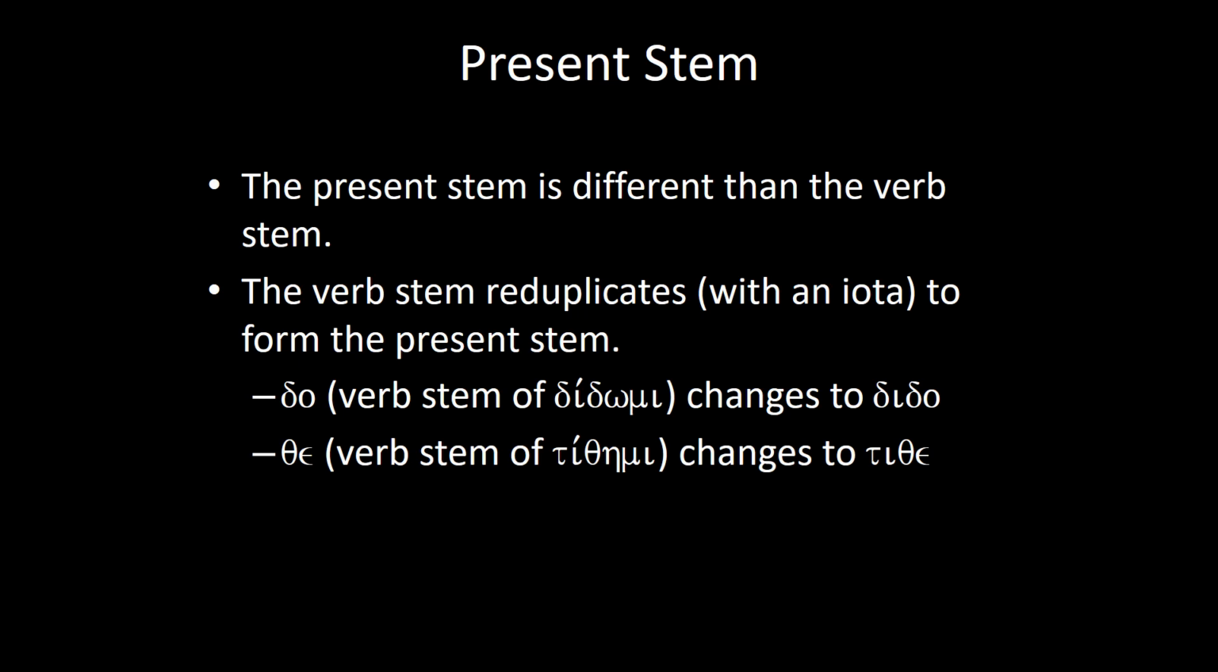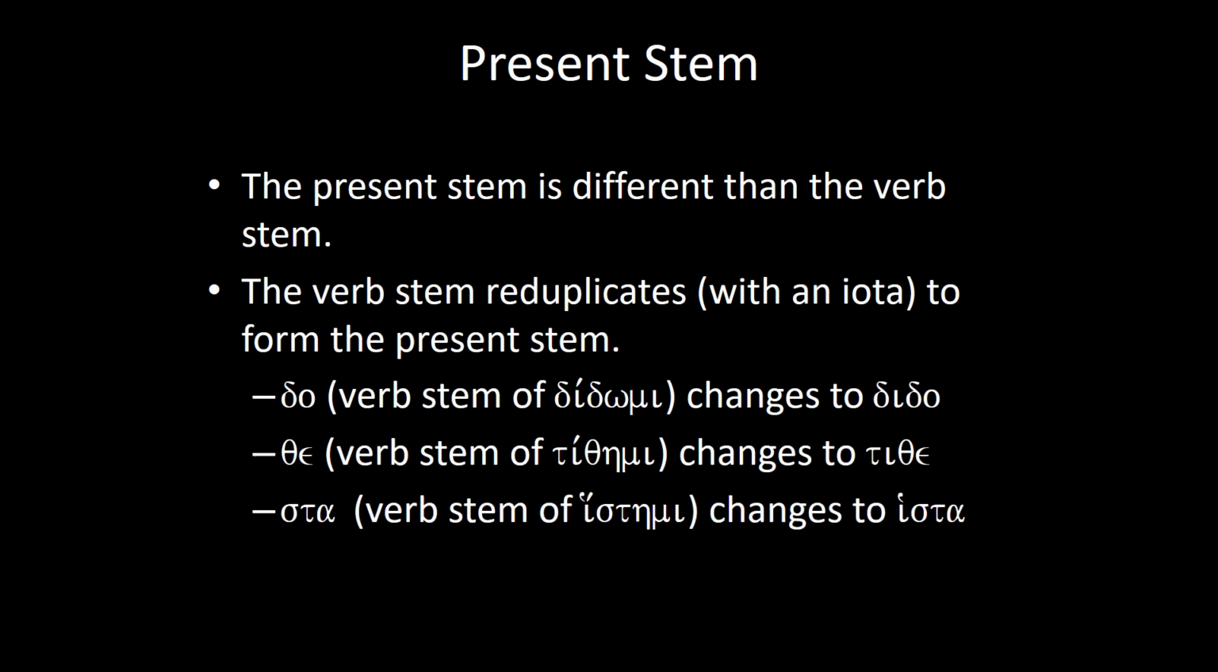The verb tithemi, its verb stem is the, its present stem is tithe. It reduplicates using an iota, and as you've seen before with reduplication, rather than using the th in that theta, it will just use the t in that theta, the tau. So the verb stem of tithemi is the. The present stem is tithe. Now the verb histemi. The verb stem is sta. The present stem is hista. A couple of things happen to make that change occur, but you don't need to worry about that. The verb stem is sta. The present stem is hista.